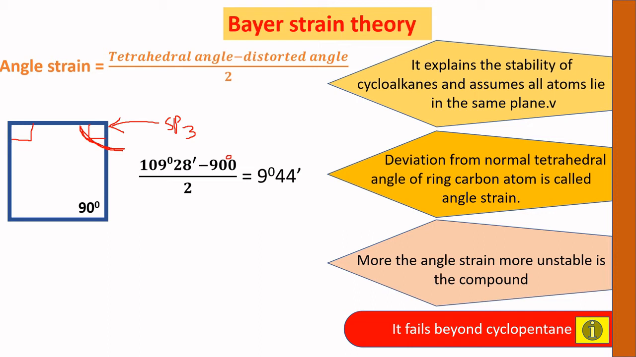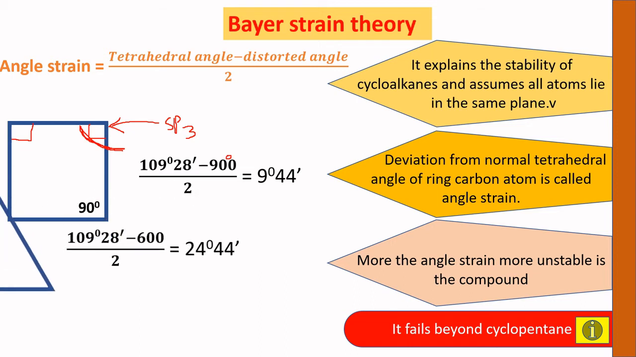So the carbon atom, from the distorted angle, will try to go to the normal tetrahedral angle, right? Because of that, it will cause some strain, or instability, to the compound. This is known as angle strain. So how can you find the angle strain? Angle strain equals (tetrahedral angle minus distorted angle) divided by 2, that is 9 degree 44 minute.